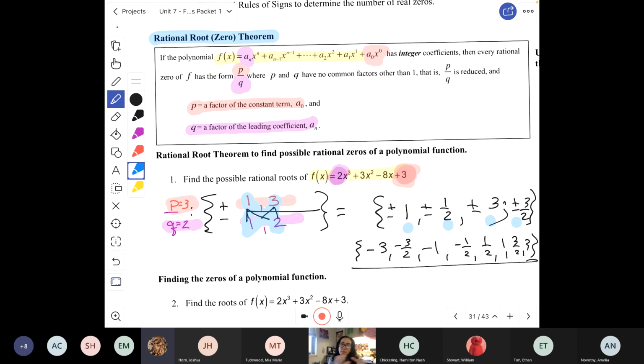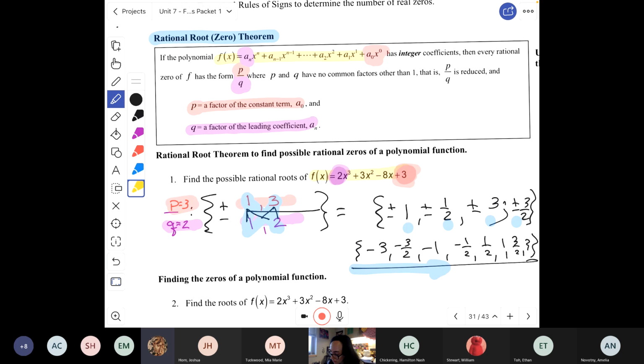And then I have to separate my plus or minus, because when I write sets, I write my sets in ascending order, so smallest to largest, and not repeating any values. So this is going to give me the set of all possible rational roots.